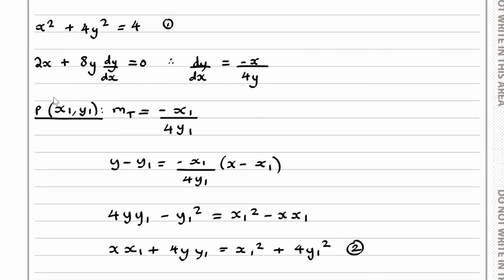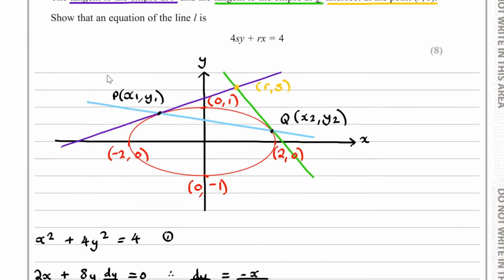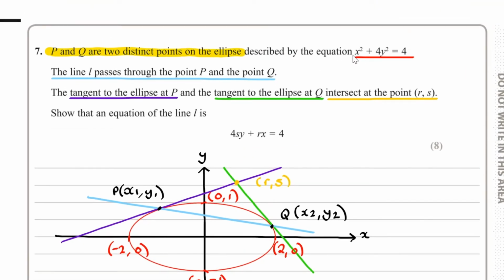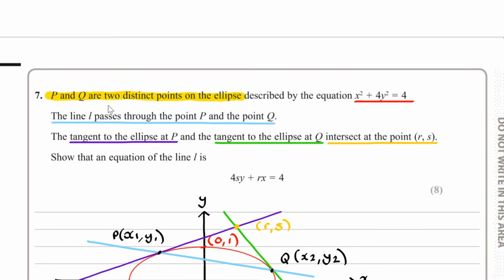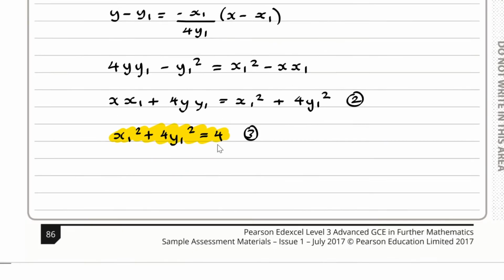And we also know that P lies on the ellipse. So therefore, if P lies on the ellipse, then if we substitute this coordinate P back into the equation for the ellipse, we have over here x1 squared plus 4y1 squared equals 4. We'll call this equation 3. So this equation comes from the fact that P is a distinct point on the ellipse.